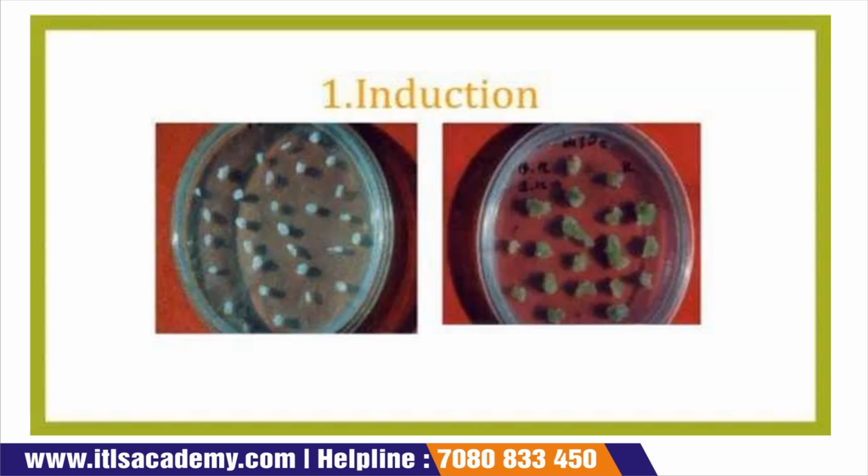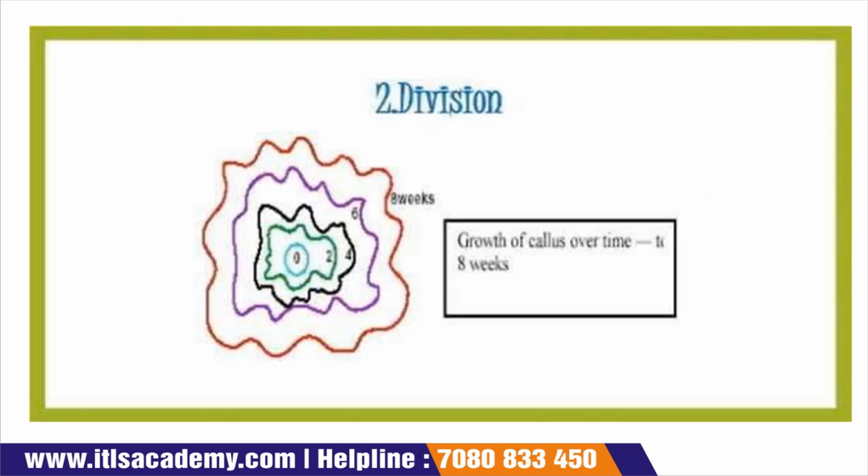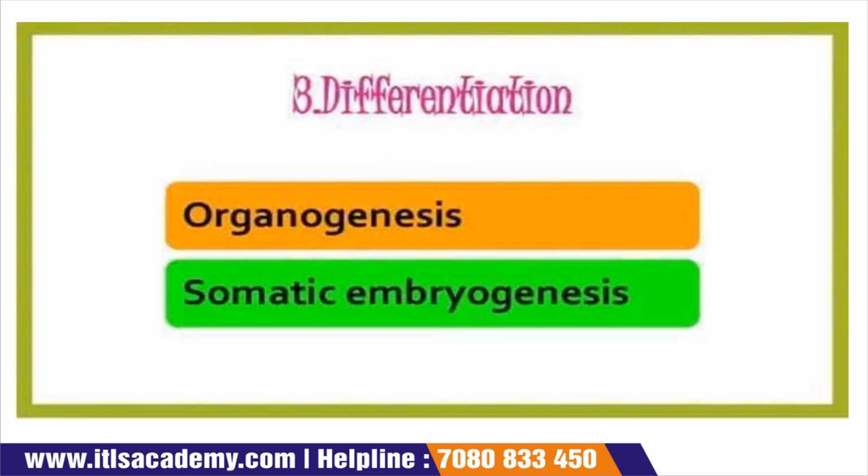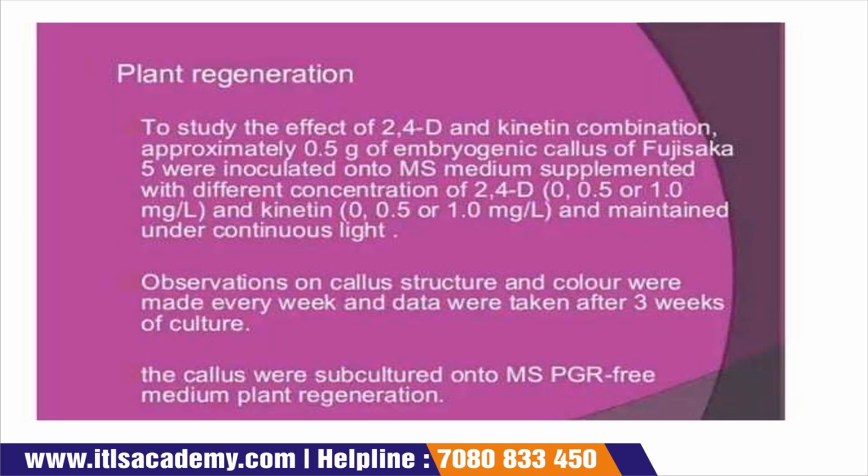Now the next is induction. Here is the diagram of the induction. Then division will take place here. It is the 8-week growth of the cell over time. Then differentiation. Differentiation is either organogenesis or somatic embryogenesis. Then plant regeneration.